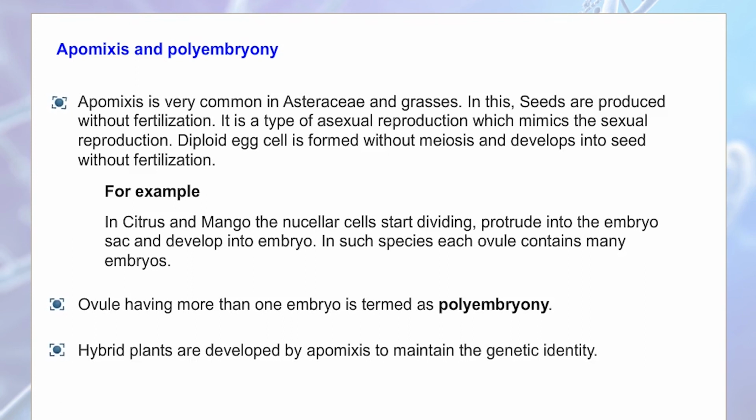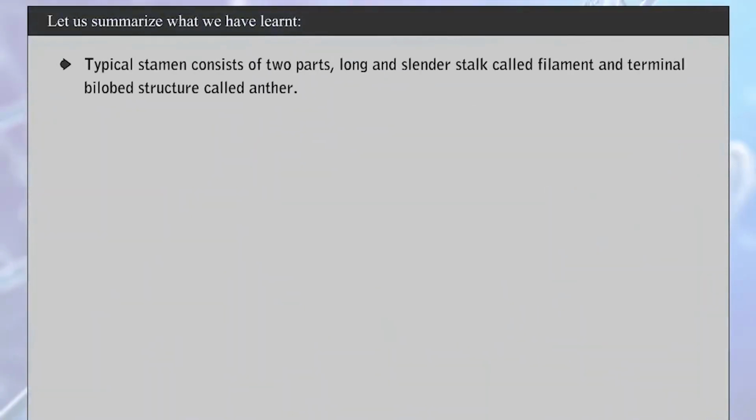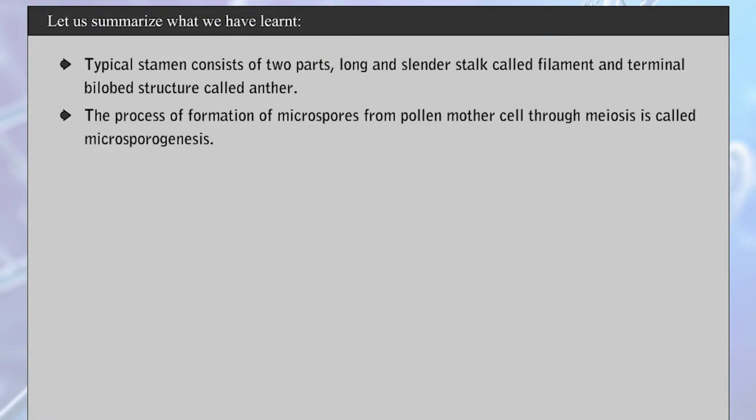Hybrid plants are developed by apomixis to maintain the genetic identity. Let us summarize what we have learned. Typical stamen consists of two parts, long and slender stalk called filament and terminal bilobed structure called anther. The process of formation of microspores from pollen mother cell through meiosis is called microsporogenesis. Pollen grain represents the male gametophytes.